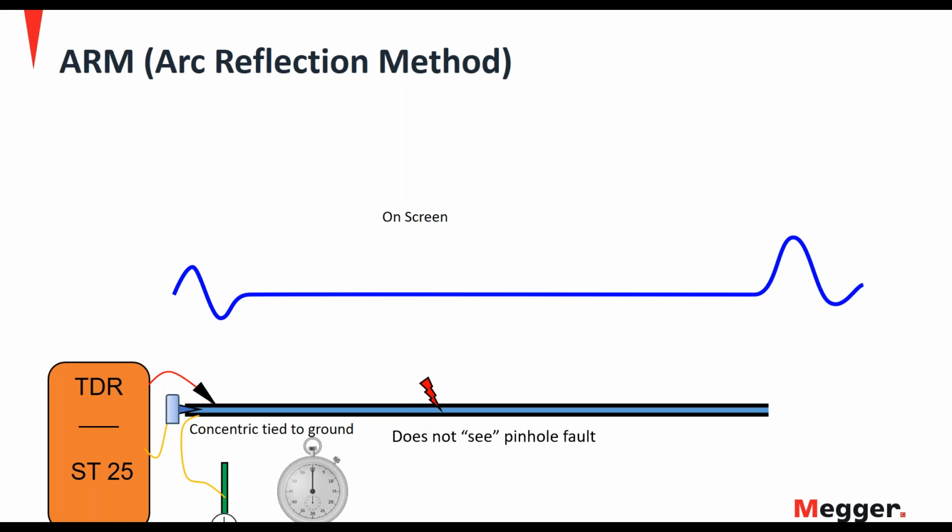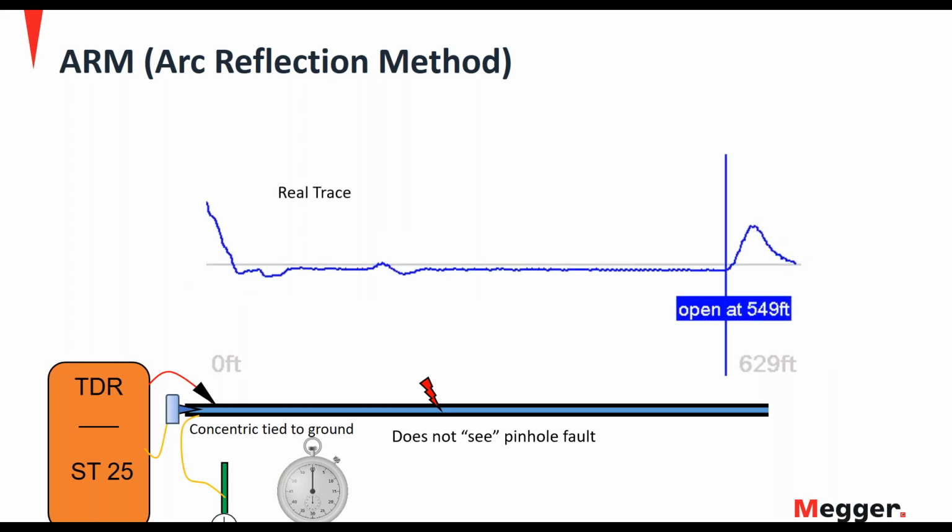Now, you notice this is a faulted cable, with the red lightning bolt in the middle indicating there's a pinhole fault. But the radar by itself, that low voltage radar, can't see the fault. Here's a picture of a real one where you can see the open end at 549.